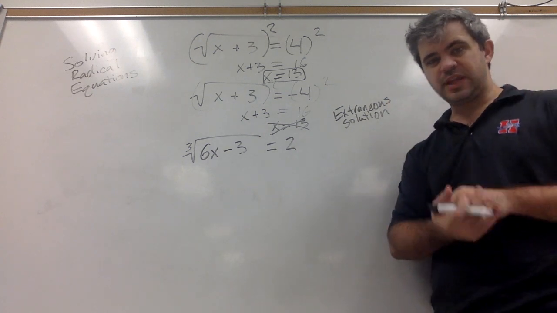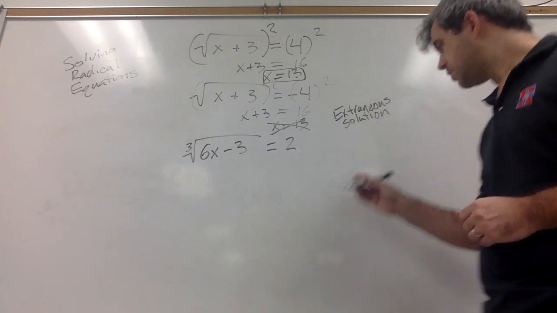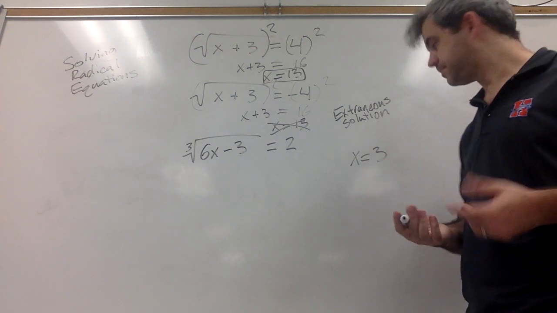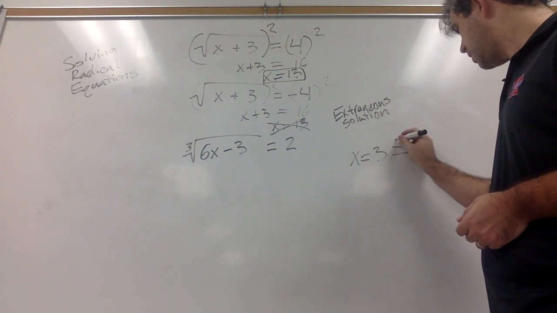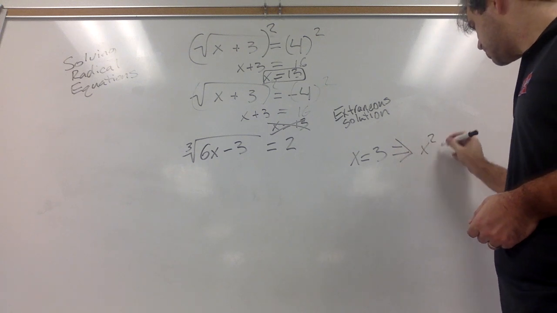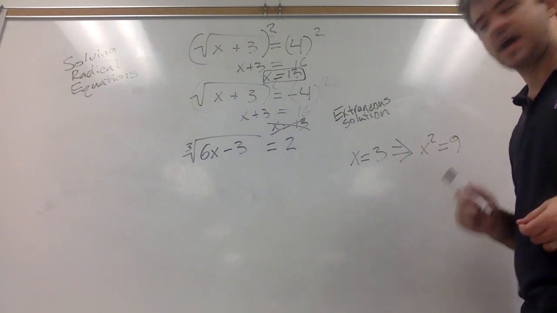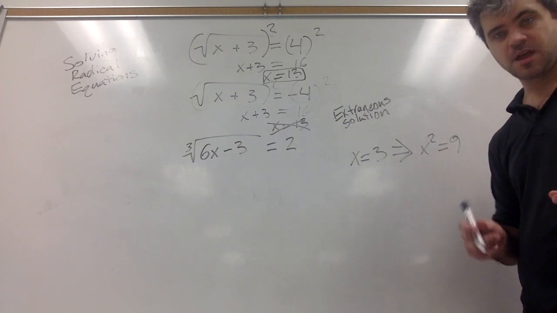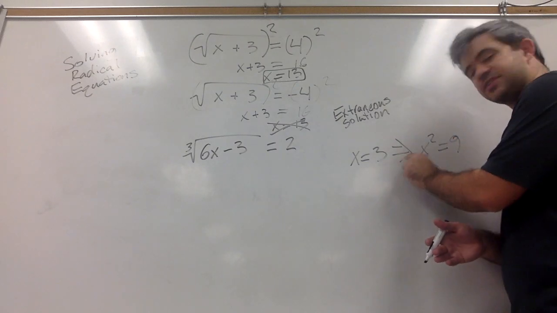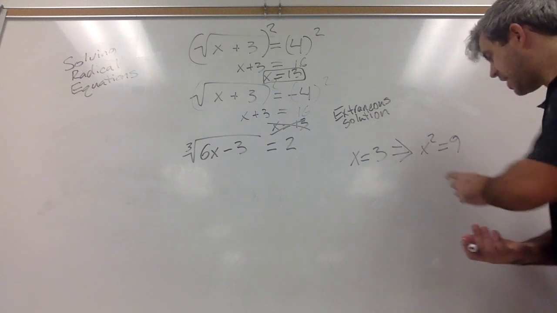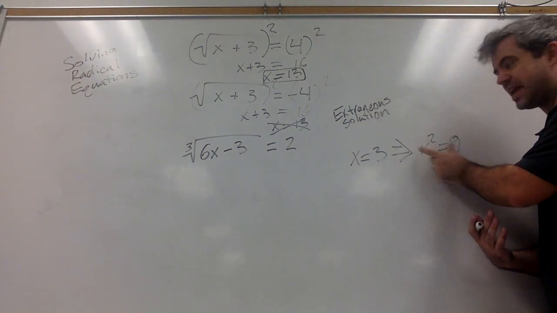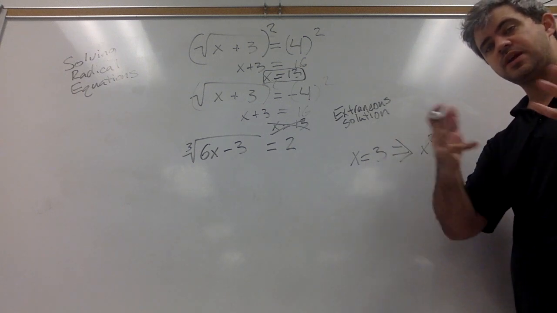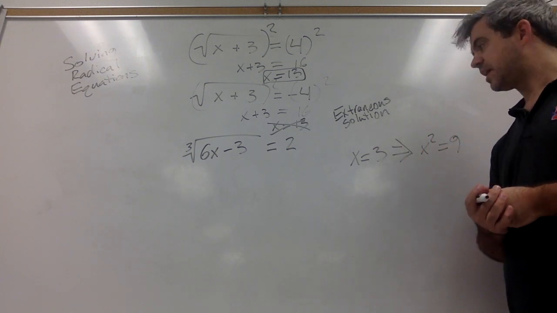I'm going to talk really quick about why this happens. So if x equals 3, if that is true, then it follows that x squared will equal 9. This statement implies this statement. Unfortunately, it doesn't work the other way around. If x squared equals 9, that doesn't mean that x equals 3. It could mean that x equals 3. It could mean that x equals negative 3.